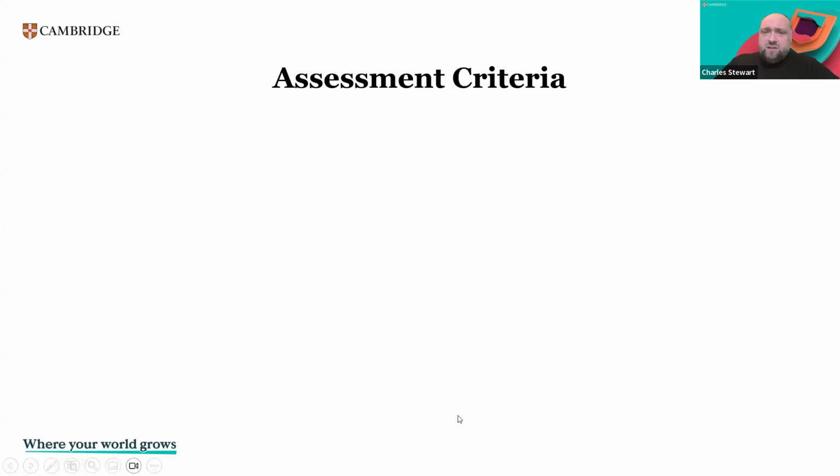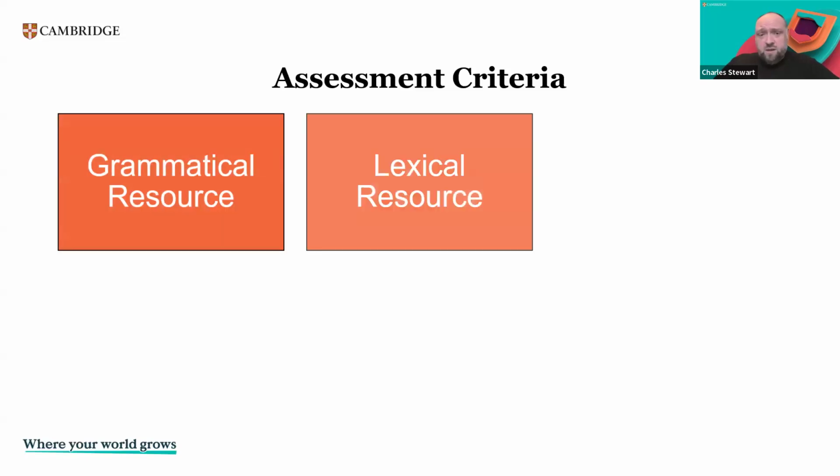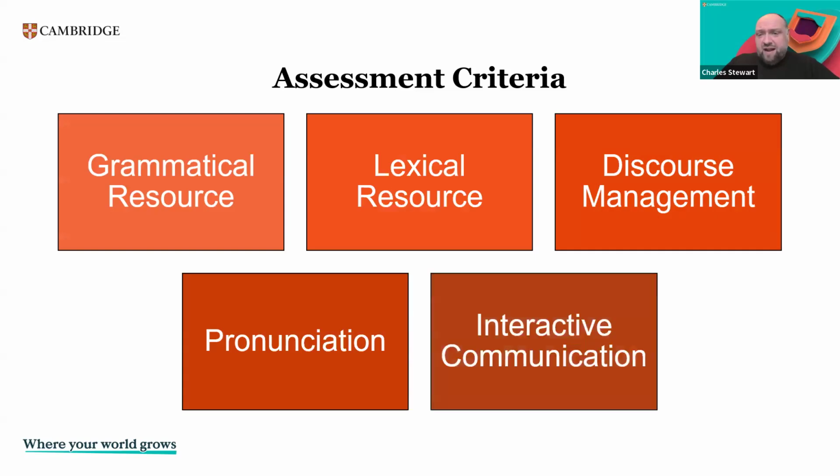Now, just as in the writing paper, the speaking paper also has criteria. There are five different areas that you're marked on. Grammatical resource. So once again, C2 grammar correct, C1 grammar correct, B2, B1, A2, A1. And the same thing with lexical resource as well. Lexical resource focuses on vocabulary. Are you using correctly C2 words, C1, B2, B1, A2, and A1?